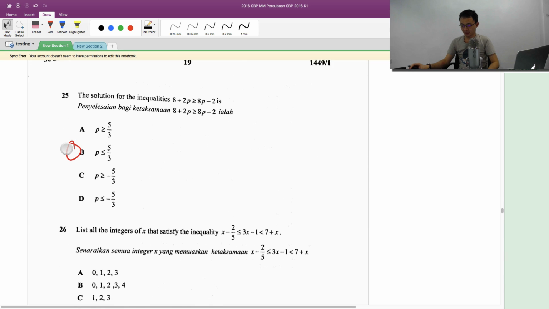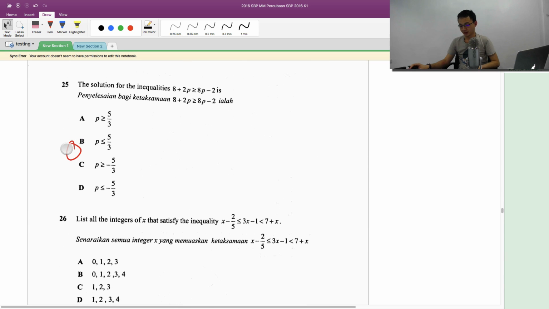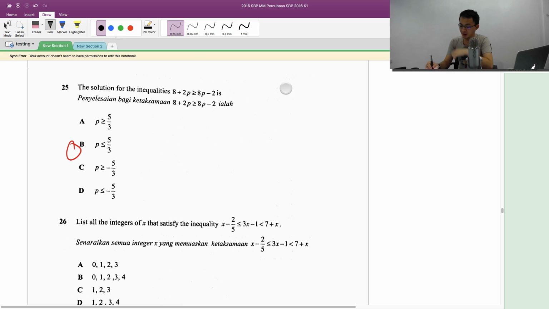Okay, so let me just move on to this one. Okay, this one you will need to solve. This is A plus 2P bigger or equals to 8P minus 2.